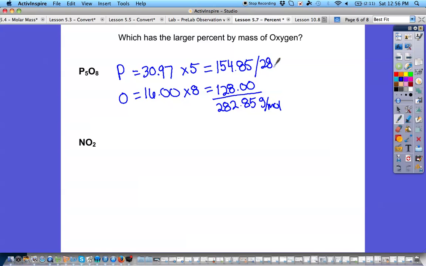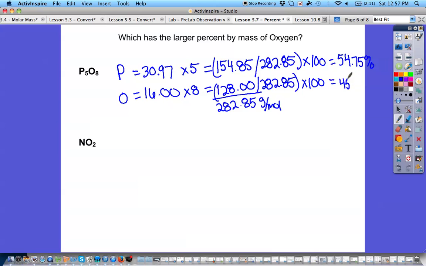Divide each of these by 282.85. Actually, you can just divide your oxygen by the total molar mass. If you're comfortable with finding percent composition, I'm fine with you just doing the oxygen. But if you want to check to make sure that you are on track and it adds up to 100, you can do each of them. So 54.75%, and then 45.25%. When we add these together, we do get 100%.